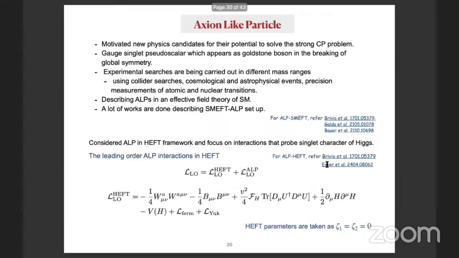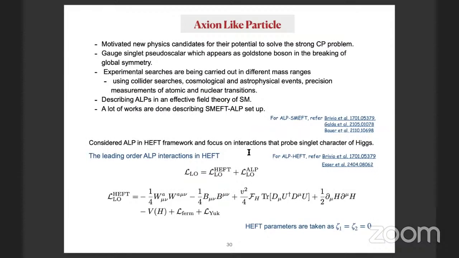And now I'll come to the one final example where we considered this ALP HEFT framework. Very quickly, I'll tell you what we did. So ALPs, like axion-like particles, are very motivated BSM particles because of their different properties, and different experimental searches are going on in this field. Generally, because of the lack of discovery, the ALPs can be described in an effective field theory. So a lot of work has been done which describes ALPs in the SMEFT framework; for the references, you can go through these particular papers.